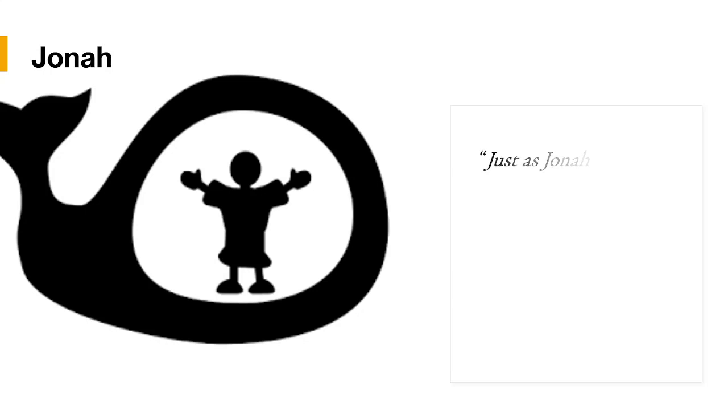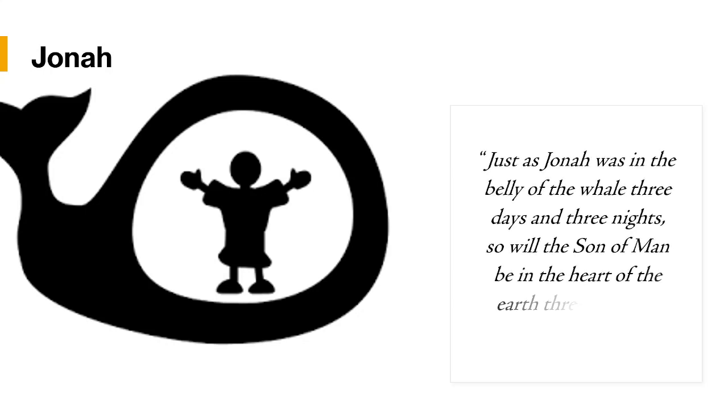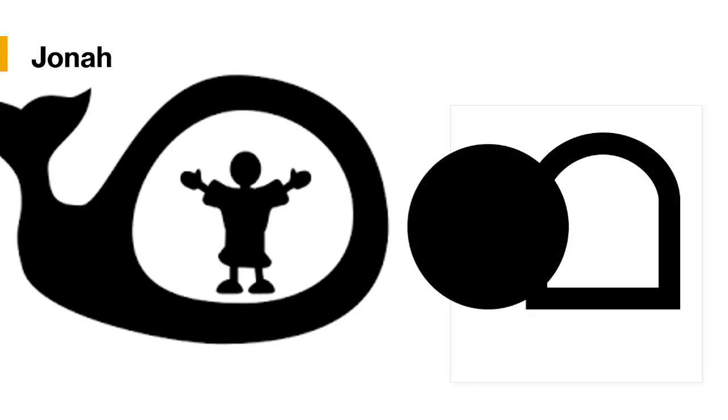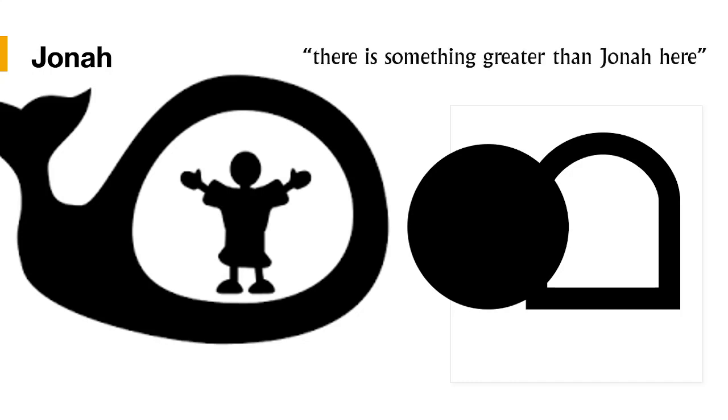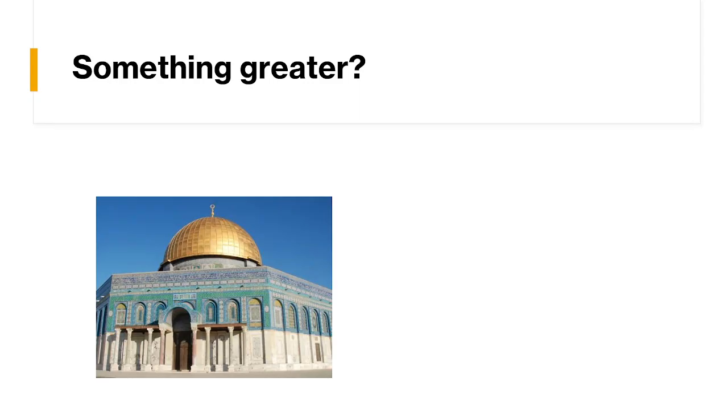And Jesus said, just as Jonah was in the belly of the whale 3 days and 3 nights, so will the Son of Man be in the heart of the earth for 3 days and 3 nights. And the connection, I like to think, is pretty obvious. And Jesus adds, there is something greater than Jonah here, because Jesus is the greatest prophet. We see the phrase something greater about three times in this chapter. In verse 6 of Matthew 12, he's talking about the Jewish temple, but he adds that something greater than the temple is here, because Jesus is the greatest priest.